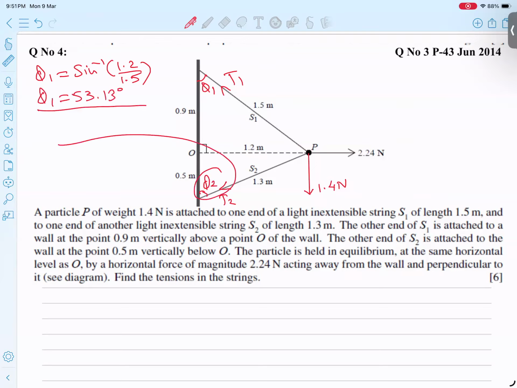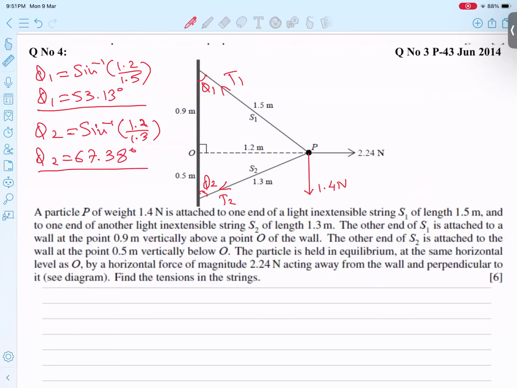What about theta 2? Again, opposite by hypotenuse, so I find sine inverse of 1.2 over 1.3. When I divide it, the angle is 67.38 degrees.